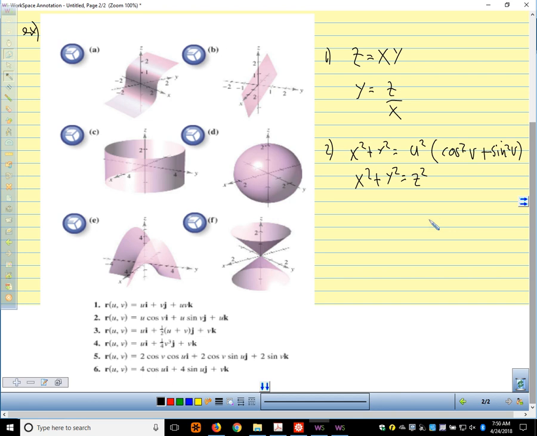Is it D? No, it's not D. It's a cone. For a constant value of x, z squared equals y squared, z equals plus or minus y. How did you get x squared plus y squared equals z squared? Cosine squared v plus sine squared v is 1. So x squared plus y squared is u squared, and z is u. Z equals u. It's a cone. So that's F.